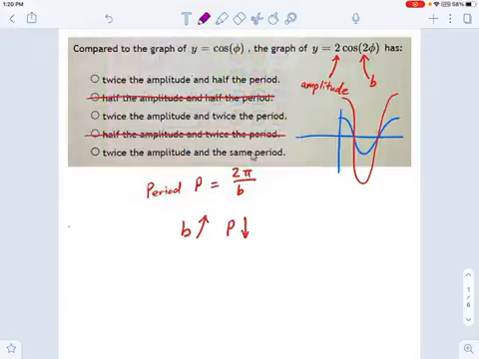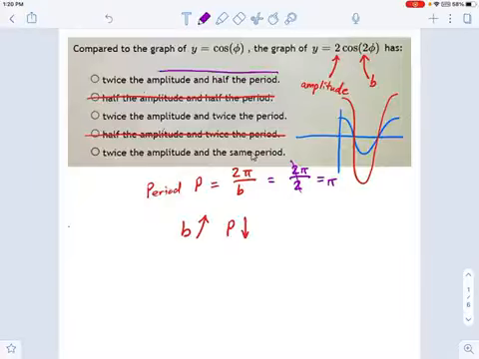So let's say b is 2. It's going to be 2 pi divided by 2. Well, the 2's cancel out and I just get pi. What happened to p? P went down by a factor of 2. In other words, it got cut in half. So that tells me it's this guy right here.